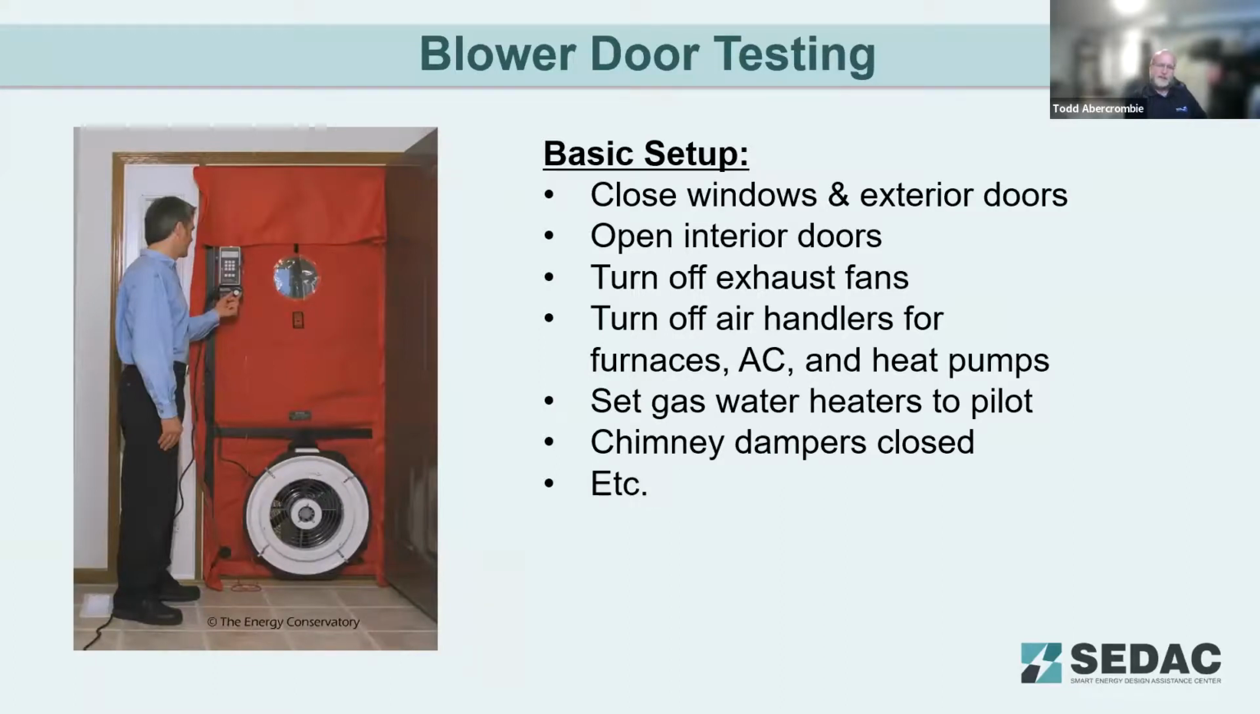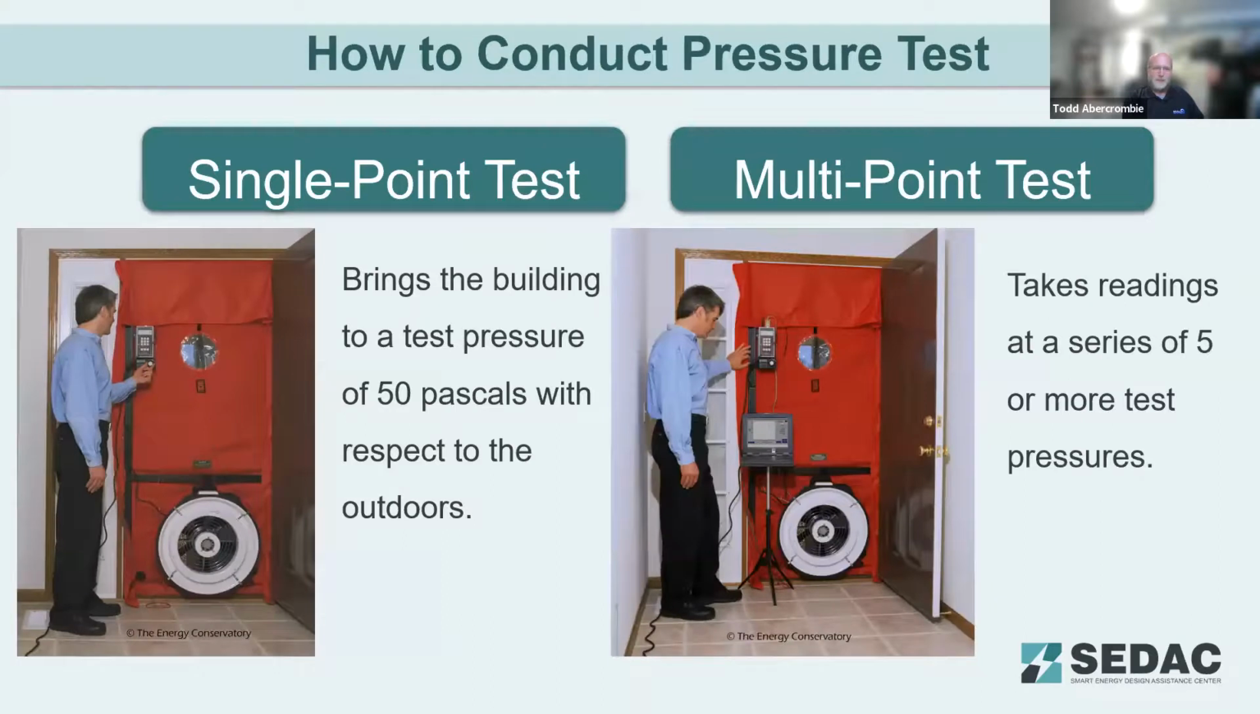As far as the test goes, for the basic setup of a blower door, the envelope needs to be basically closed up. So of course, all your windows are closed and exterior doors are closed. Interior doors, unless you're doing some kind of sampling testing, are all going to be open. All your exhaust fans are turned off, all your air handlers are turned off. You set your gas appliances to pilot so they don't fire up during the test. Chimney dampers are closed, etc. So you set up the building in a very quiet condition, so nothing's running and it's as closed up as possible.